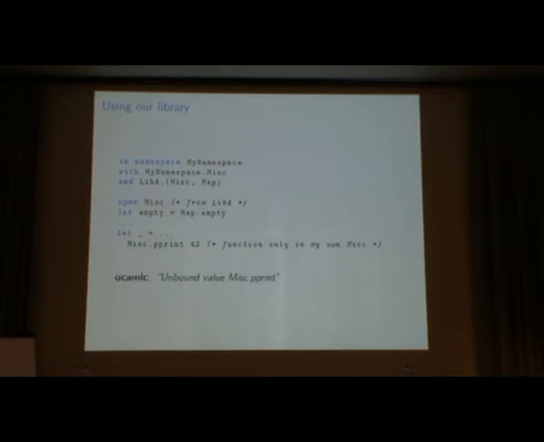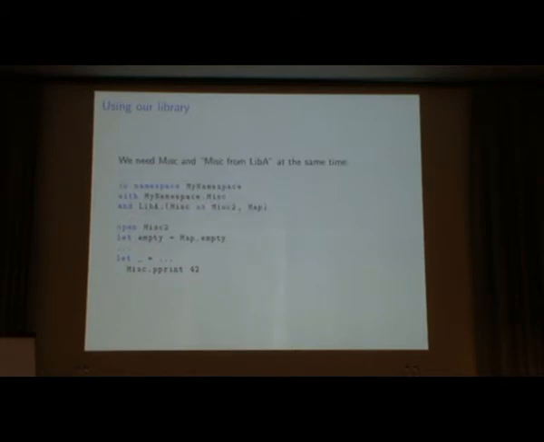I can try to compile, but once again, it doesn't work because the second MISC I use is the one from my namespace. So I need a mechanism to distinguish them. And actually, we can do that. At the import, we simply alias the module directly into another name, and using MISC as MISC2, I can use both modules in my program.